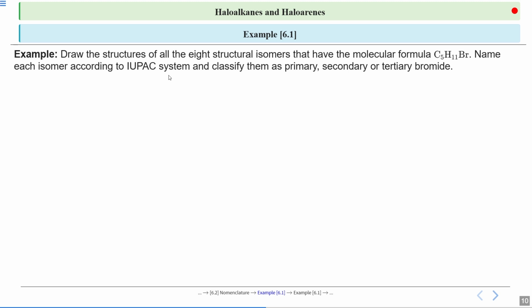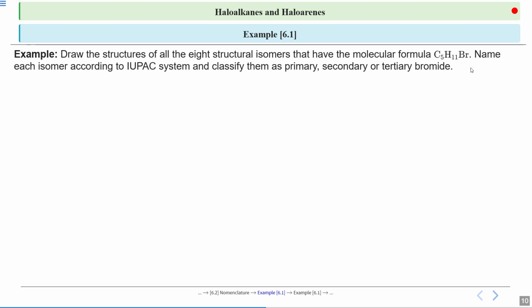Let's solve an example. Example 6.1. Draw the structures of all the 8 structural isomers that have the molecular formula C5H11Br. Name each isomer according to the IUPAC system and classify them as primary, secondary or tertiary bromide. Remember? So you have 2 questions in it. First, you have to draw the structures of 8 structural isomers having this molecular formula C5H11Br.